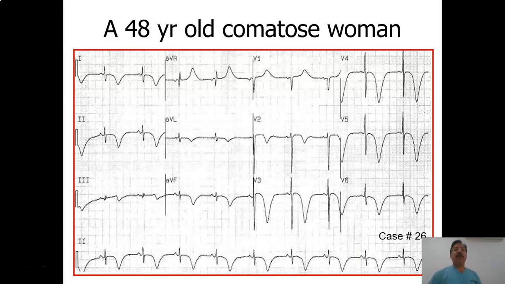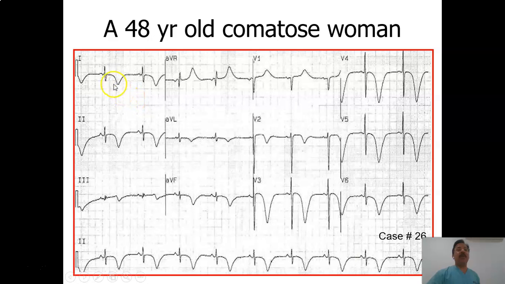This is ECG of a 48-year-old comatose woman. So this ECG looks very bizarre, with very deep T waves throughout the ECG. But let's apply our 7 steps approach. The rate looks slow, but the rhythm is, if you see the P wave followed by the QRS complexes throughout. So this is a sinus rhythm coming from the sinus node.